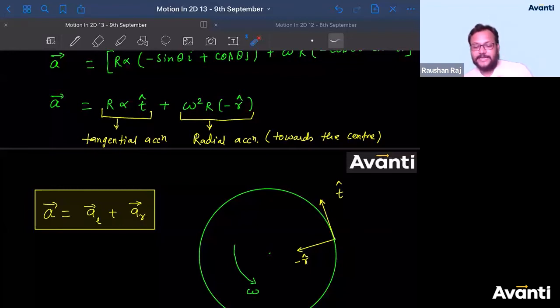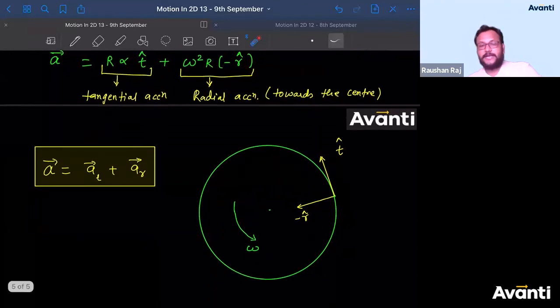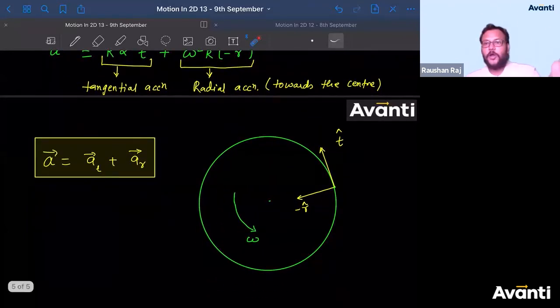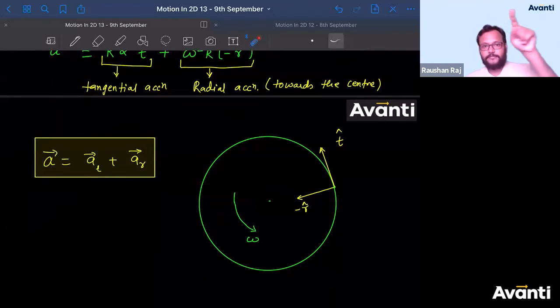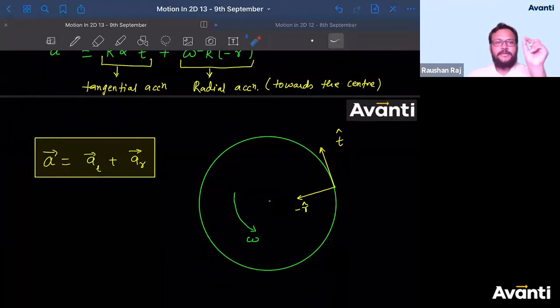If you are saying tangential acceleration, what is so wrong about having alpha 0? What does alpha mean? Alpha means change in angular velocity. There might be a case where angular velocity does not change, where the particle rotates with a constant angular velocity, like the hands of a clock. So what is alpha for the hand of the clock? It is 0, because angular velocity does not change.